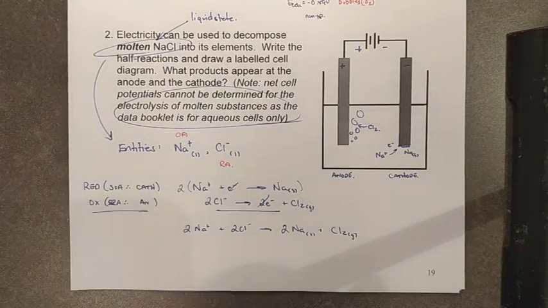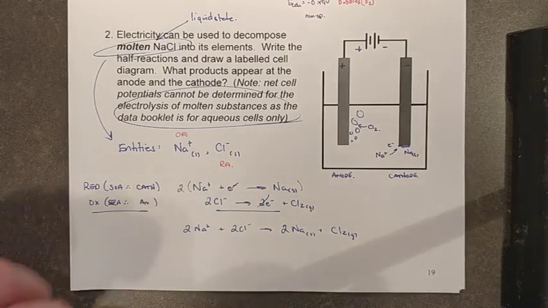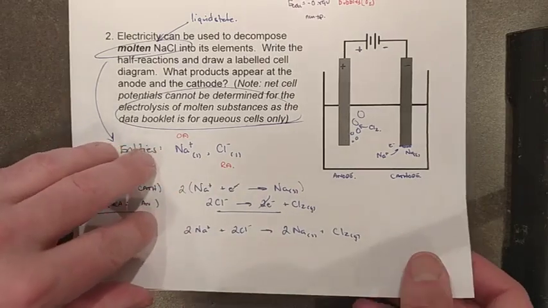There you go. There's that example from a molten state. Don't let it mess you up. Just understand what the word molten means. It just means that your ionic compound is now melted and liquid, and you will have those ions now freely swimming around in that liquid state.